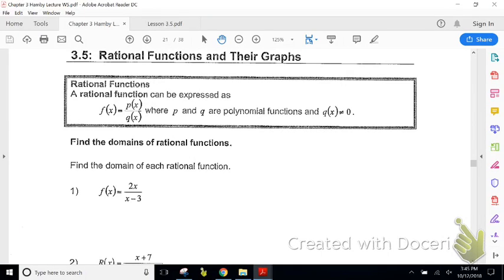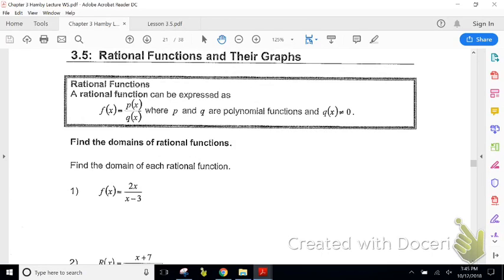Okay, so 3.5 is talking about rational functions and their graphs. So remember, a rational function is any function that can be expressed as f of x equals p of x over q of x, where p and q are both polynomial functions, but q of x cannot equal 0. So the first thing it wants us to do is find the domain of each rational function.